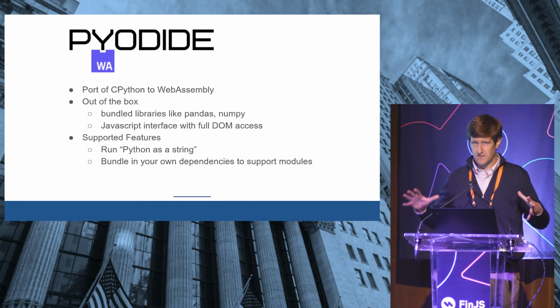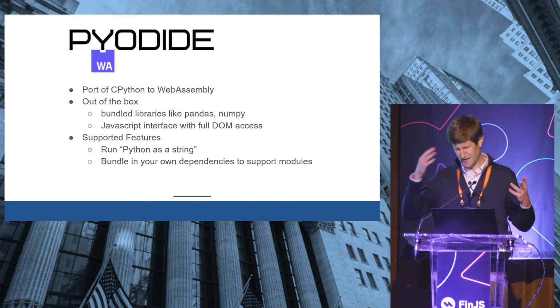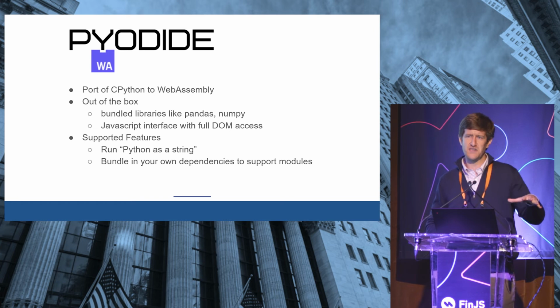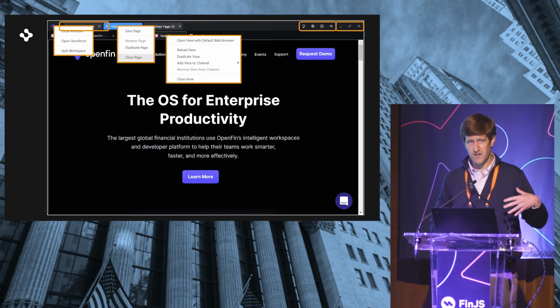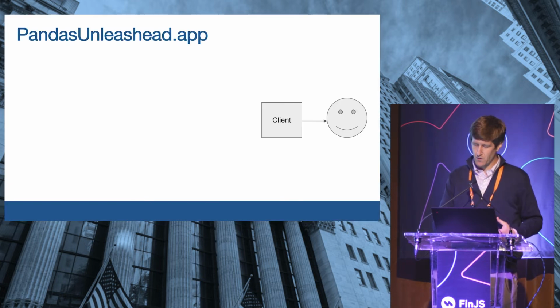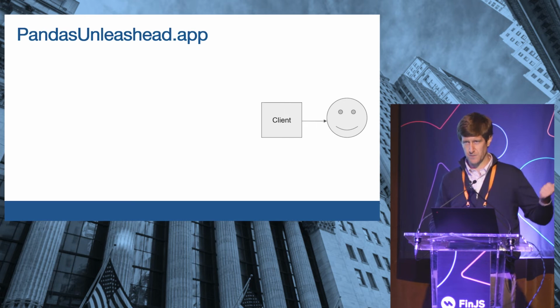So let's put this all together. I've got these pandas, they're on the loose, something with a desktop, interop, etc. Let's start with the application architecture, and then I'll jump right into a demo and we'll see it in action. So, PandasUnleashed.app. We know what we want in the end. We want our awkward, happy face talking to the client. Great, so let's work backwards.